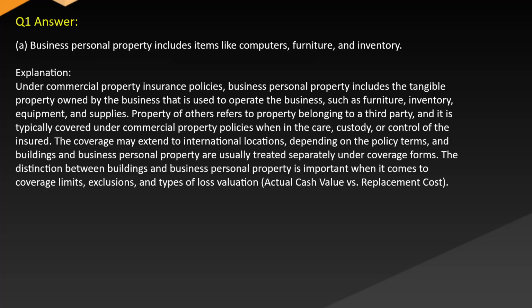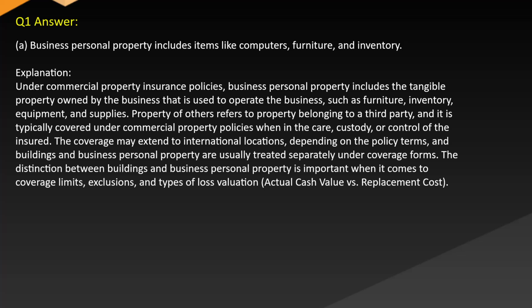Answer: A. Business personal property includes items like computers, furniture, and inventory. Explanation: under commercial property insurance policies, business personal property includes the tangible property owned by the business that is used to operate the business, such as furniture, inventory, equipment, and supplies. Property of others refers to property belonging to a third party and is typically covered under commercial property policies when in the care, custody, or control of the insured.